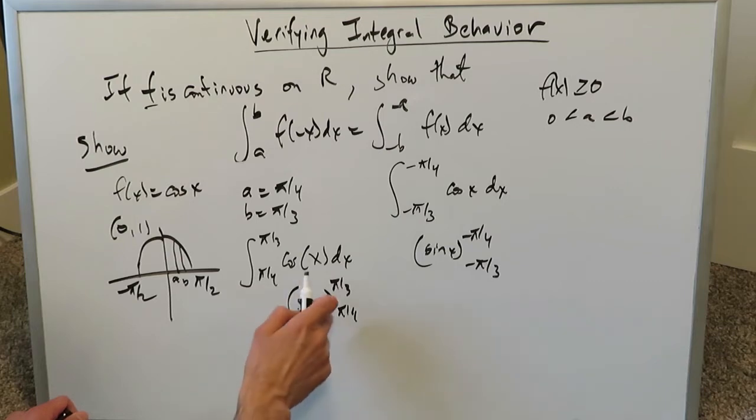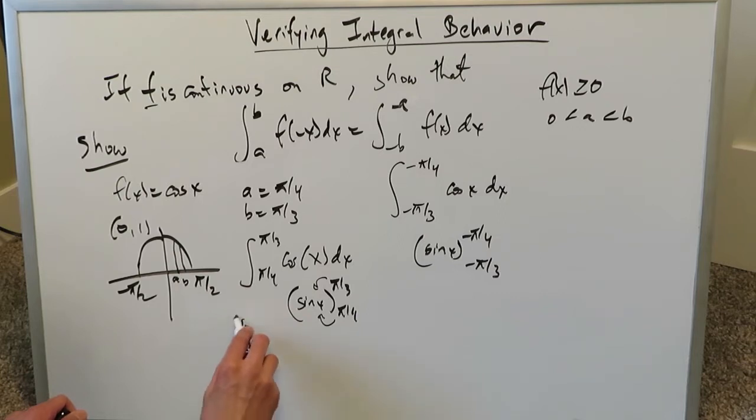Sine, you know you have to put the upper and the lower and you do the difference of the two. Sine pi over 3 is a sine 60, which is root 3 over 2. Sine of 45 is 1 over root 2. We can just keep the answer as this.